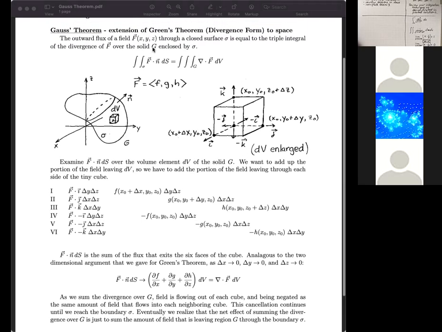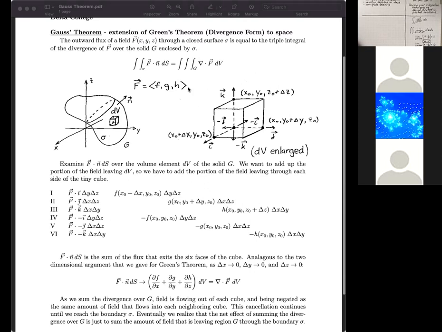Now I want to remind you of the other notation conventions I'm using. So besides F, G, and H on this handout, I used G for the solid potato. I used sigma for the boundary surface of the potato. And we're using N for an outward normal to sigma, the boundary of the potato.